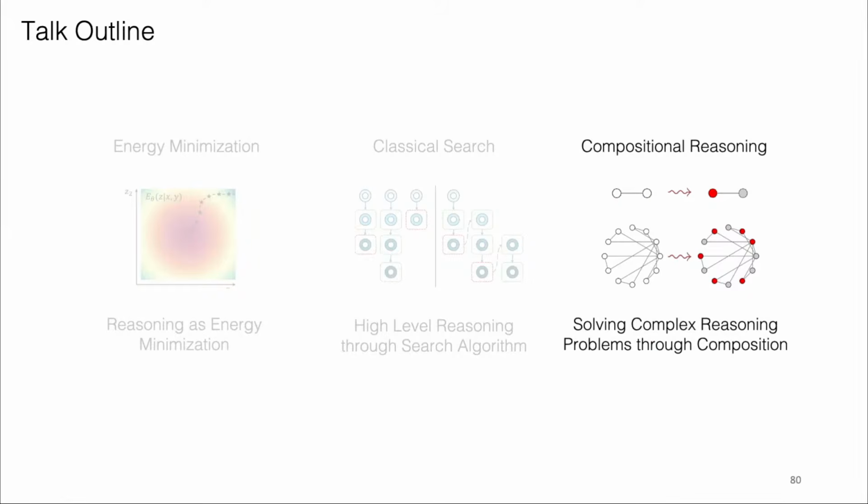Great. So that was just a pretty brief description of how you can do some of these high-level search algorithms on top of this energy optimization. So the last thing I'll talk a bit about is how this type of energy-based reasoning procedure allows us to solve more complex problems by composing multiple different models together.